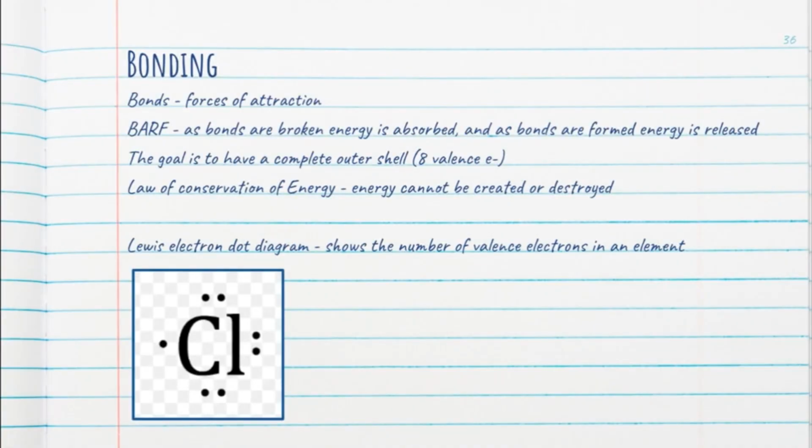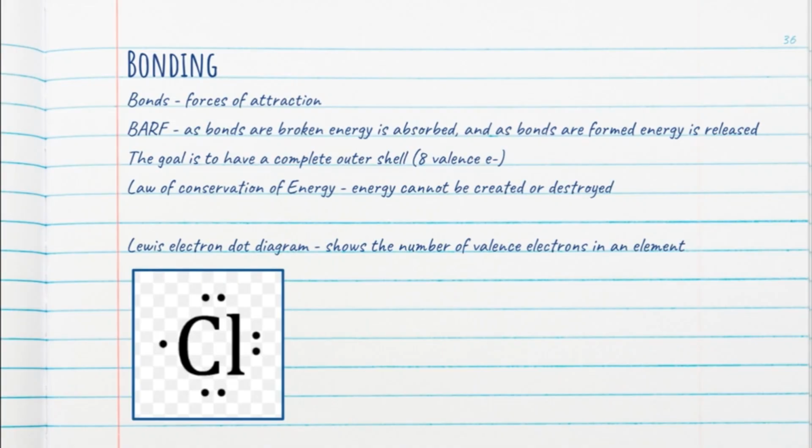Bonding. Bonds are forces of attraction. The acronym BARF: as bonds are broken, energy is absorbed, and as bonds are formed, energy is released. The goal of bonding is to have a complete outer shell, which is 8 valence electrons. The law of conservation of energy: energy cannot be created or destroyed.